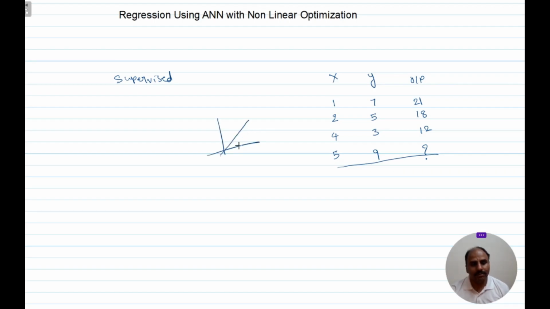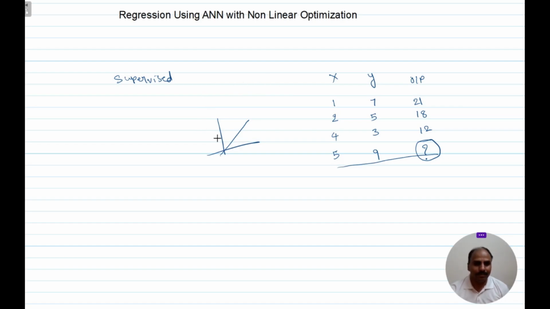But here, in the artificial neural network, we have to train the algorithm in such a way that it predicts this value. In each iteration, the weights are updated by using nonlinear optimization. In the last lecture, we discussed nonlinear optimization. So here we apply this ANN in regression.